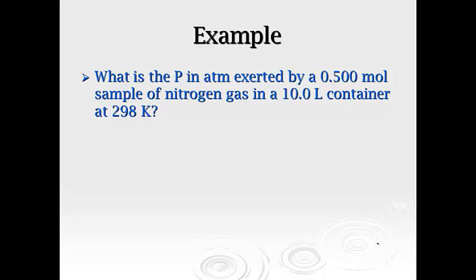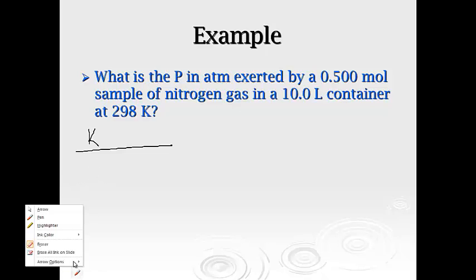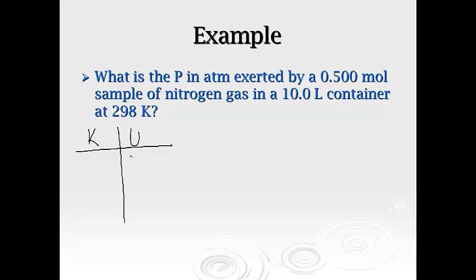It says, what is the pressure in atm exerted by a 0.500 mole sample of nitrogen gas in a 10-liter container at 298 Kelvin? Let's go ahead and try to solve for this. Pressure is 0.5, no, sorry, that's not what we're doing. Let's try that again.